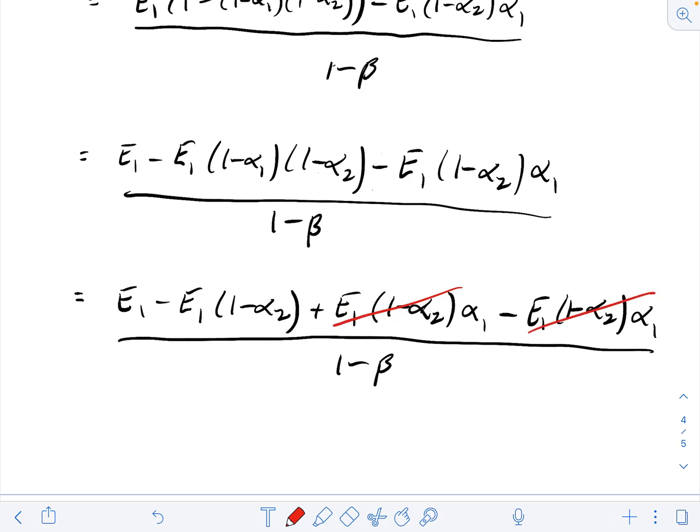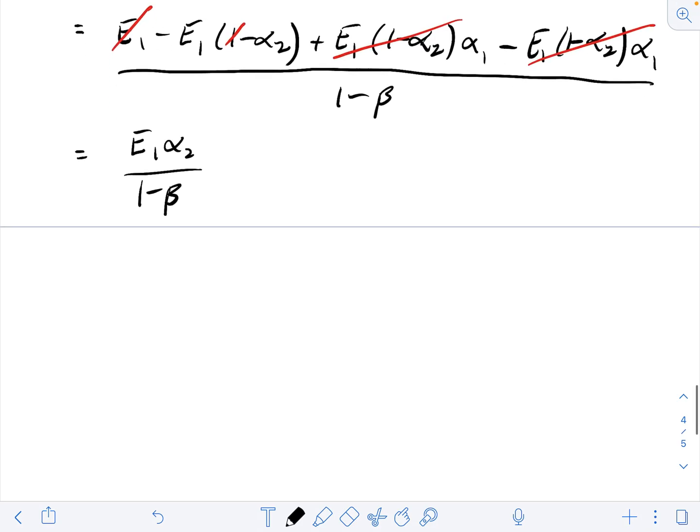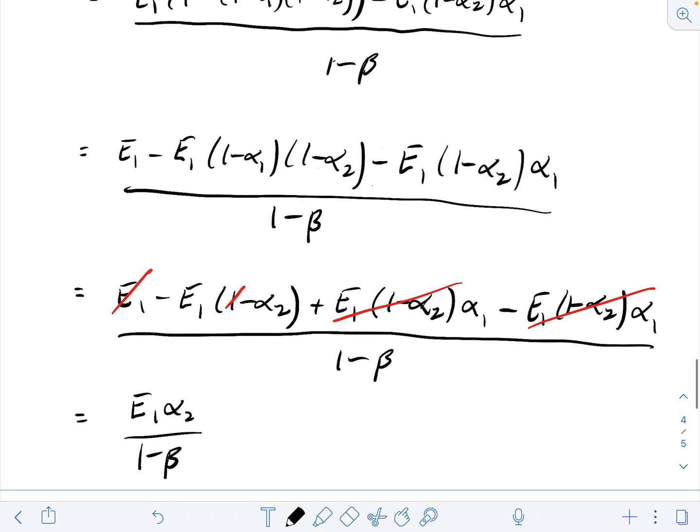Okay, and now the nice thing that happens is that these last two terms are identical except for the sign out front, and so they cancel. And moreover, we have E1 minus E1 times 1, so we could cancel this and we could cancel this. And so then we get E1 alpha 2 over 1 minus beta. Okay.